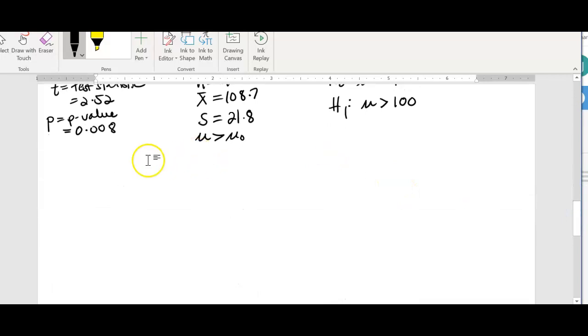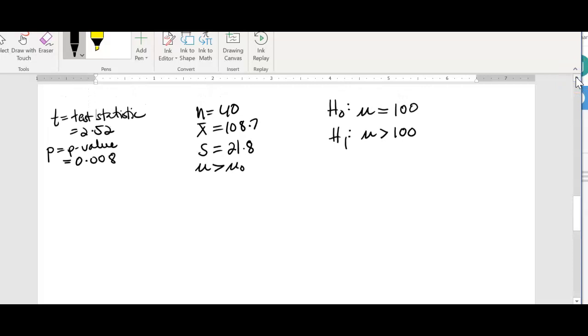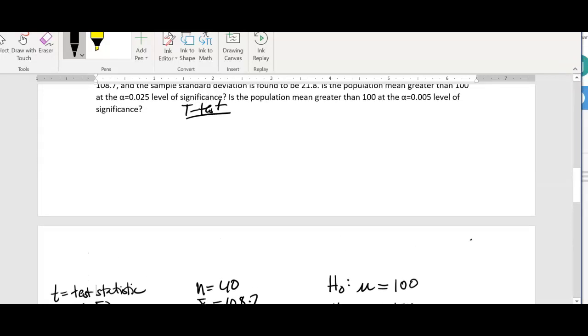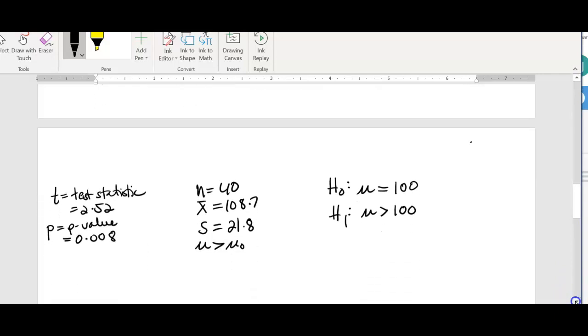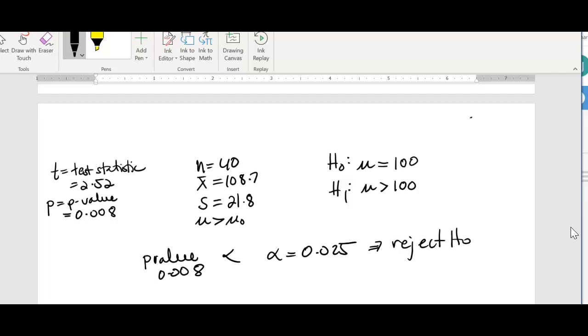Now that we have that, what does this actually mean? We have all that we need to get our answer and make a conclusion. My alpha at first was 0.025. My p-value was 0.008. This is smaller, so my p-value is low, so my h naught must go, so I'm going to reject h naught.